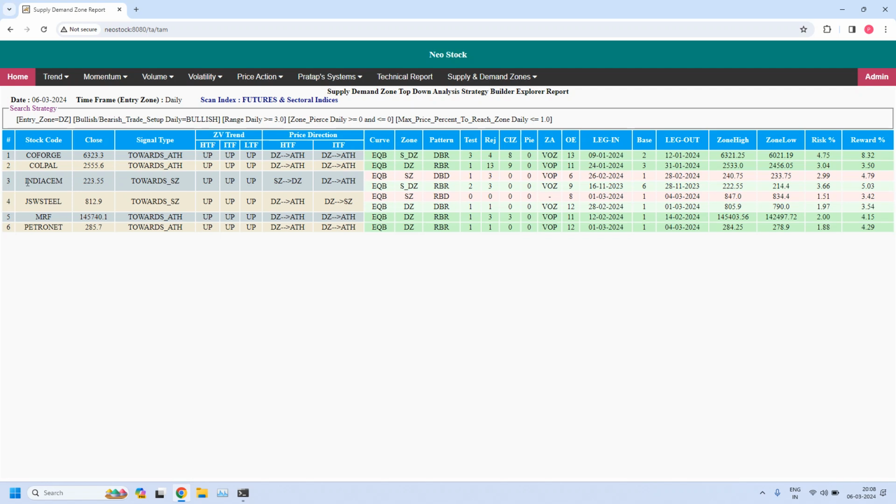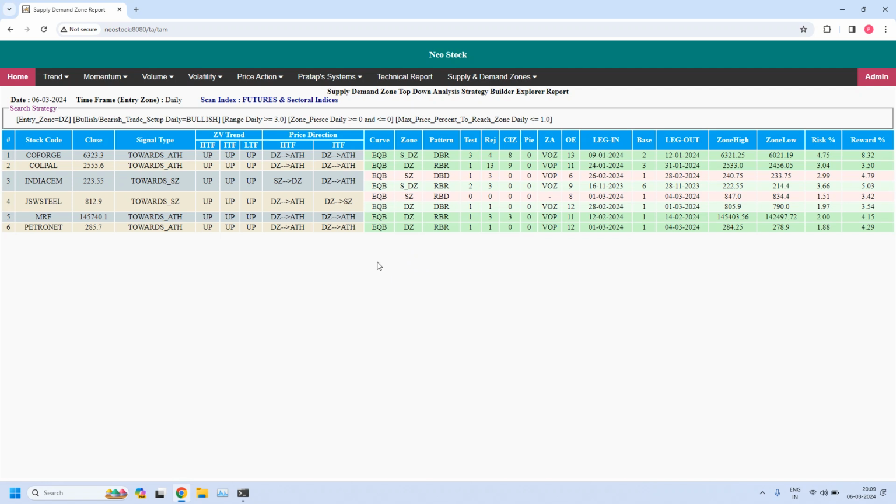Look into India Cement. India Cement has given an entry today. This is the second entry because it is a high liquidity zone. This is a daily entry. This is currently supporting bullish trade setup. So if you want fresh zones, you can't get from this list.